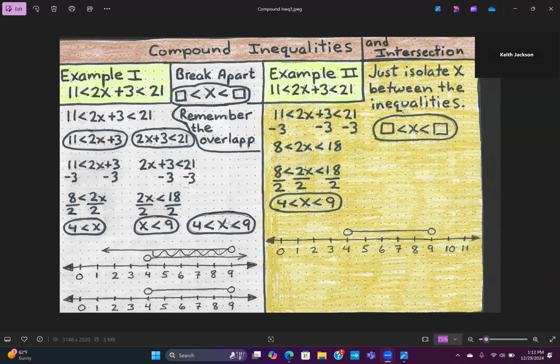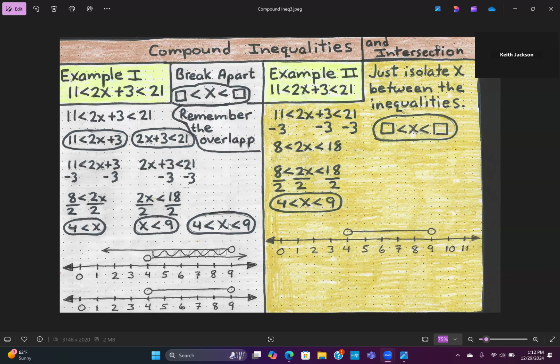And we can also graph it. And so let's go ahead and graph the part where it says 4 is less than x. And let's put an open circle right here. And we know that x is to the right of 4, because x is greater than 4. Any number that's greater, we're always going to the right.